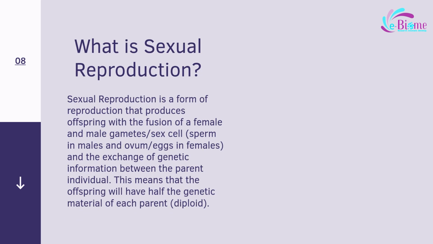Now that we hopefully have a better understanding of what asexual reproduction is, the advantages and disadvantages of asexual reproduction, and the types of asexual reproduction, let's look at the other main type of reproduction. Sexual reproduction.